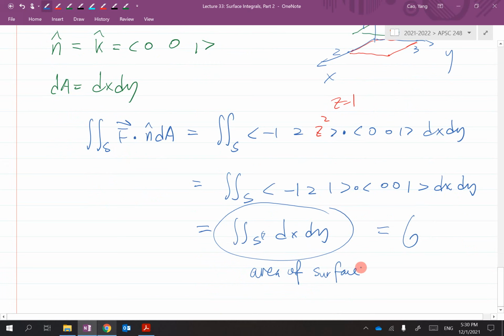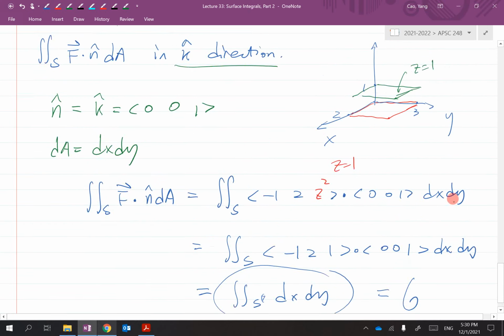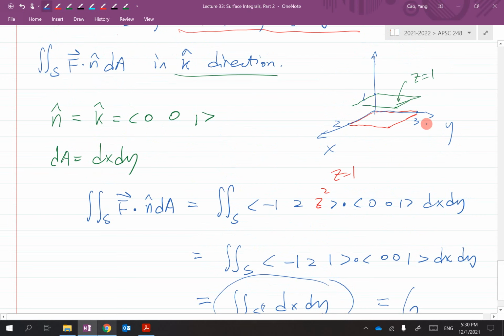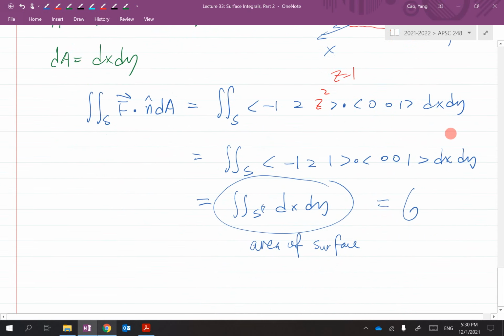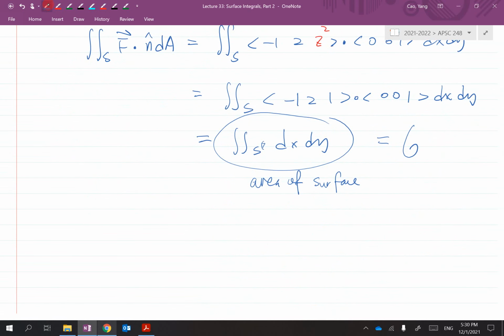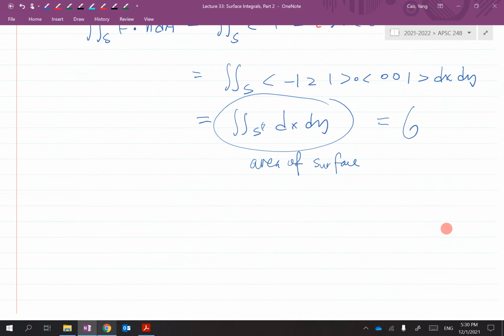So this is the idea when you have a simple surface that's parallel to any one of the side planes, xy or xz or yz. You can calculate simply as a double integral by picking two variables carefully. That's case number 2, another special case when the surface is parallel to one of the planes.